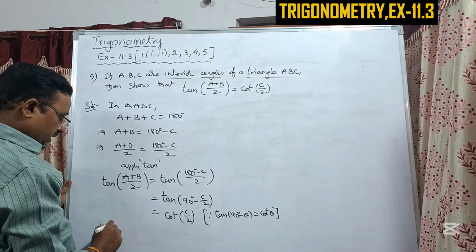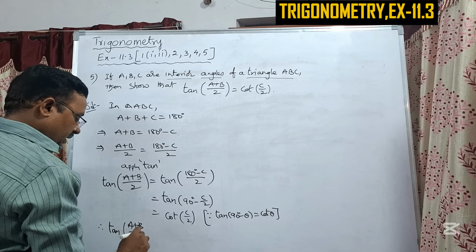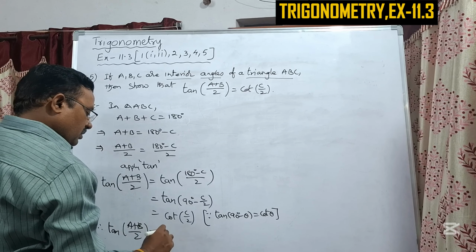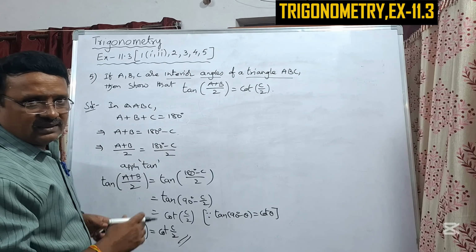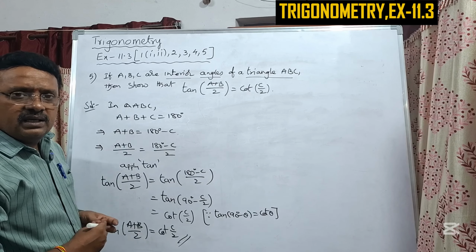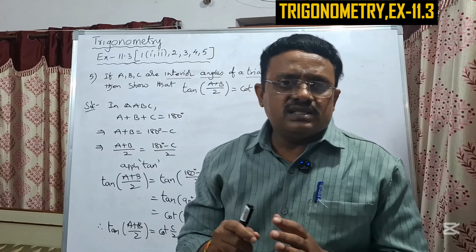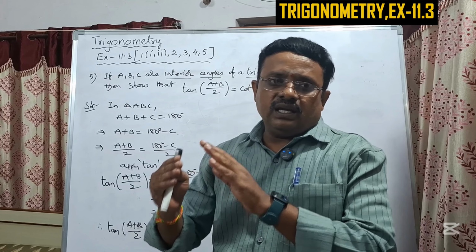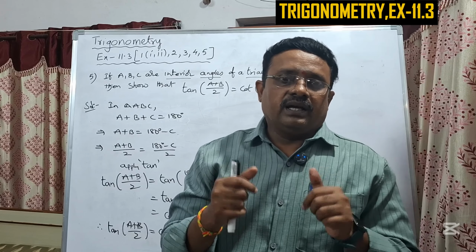Therefore, the final conclusion: tan of (A plus B)/2 is equal to cot C/2. We get it. So in this model, by remembering the complementary properties, we can easily solve any of these model questions. Practice well, get good grades.